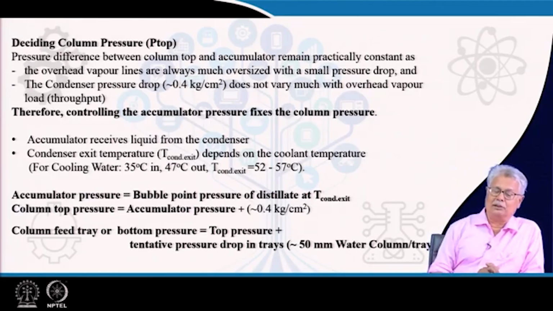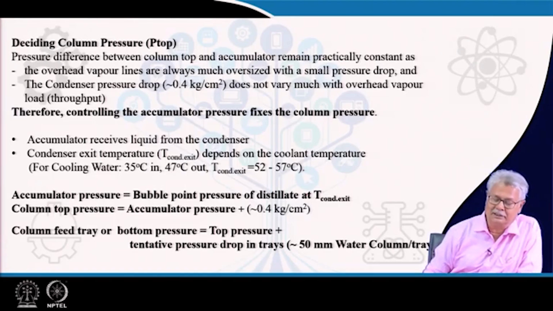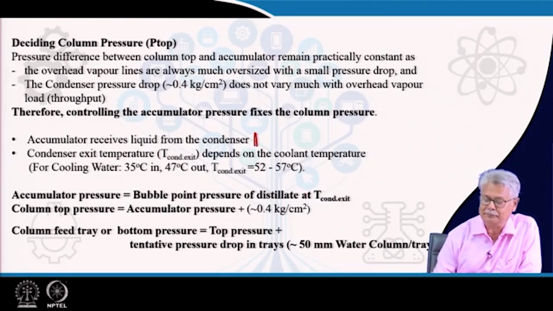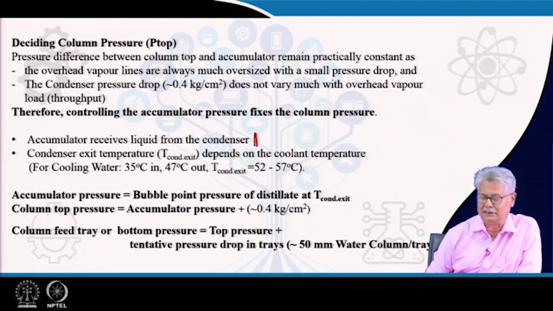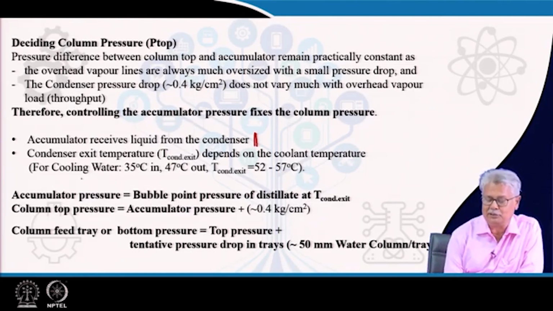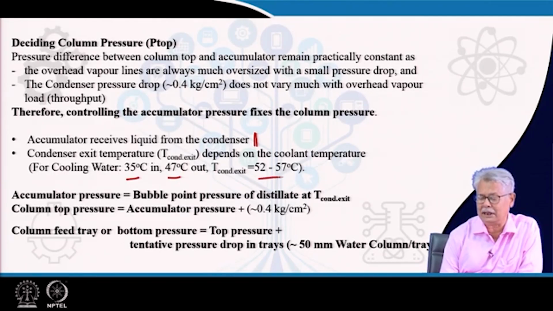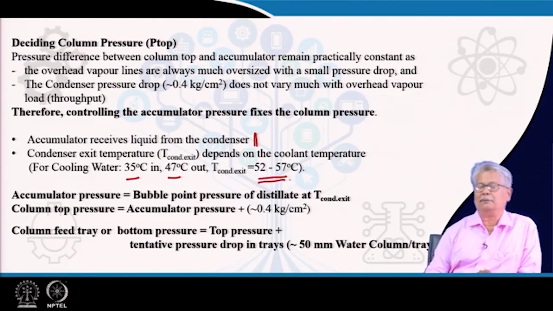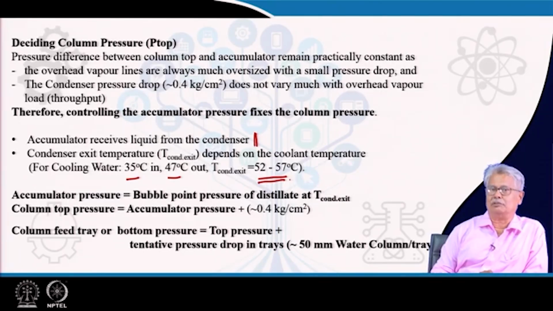Regarding the column pressure, I already have told you that the column pressure is decided primarily by a very interesting point, which is that the column receives the liquid from the condenser, and the liquid after the condenser is at a particular temperature which is decided by the coolant in the condenser. A typical example: if it is cooling water, typically in Indian condition it will be entering at 35 and leaving at 47, and we have an adequate temperature driving force. That means my hot side is between the temperature of 52 to 57 degrees centigrade.